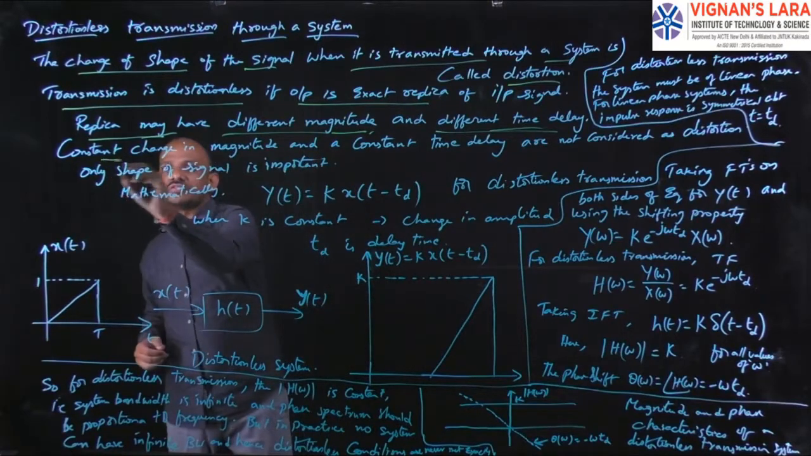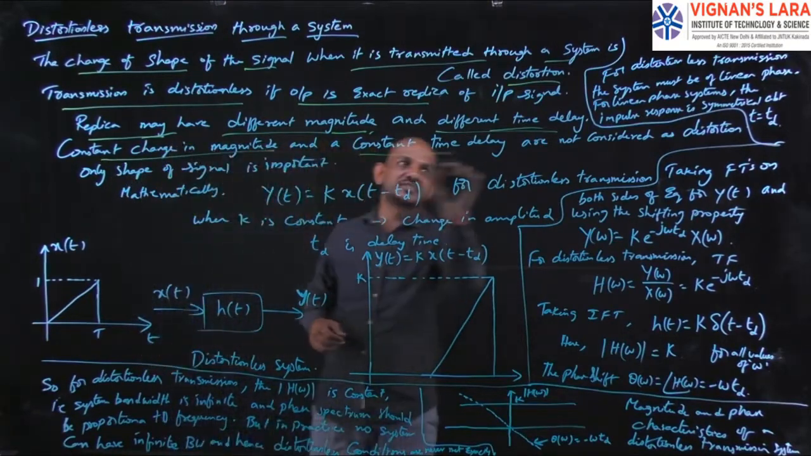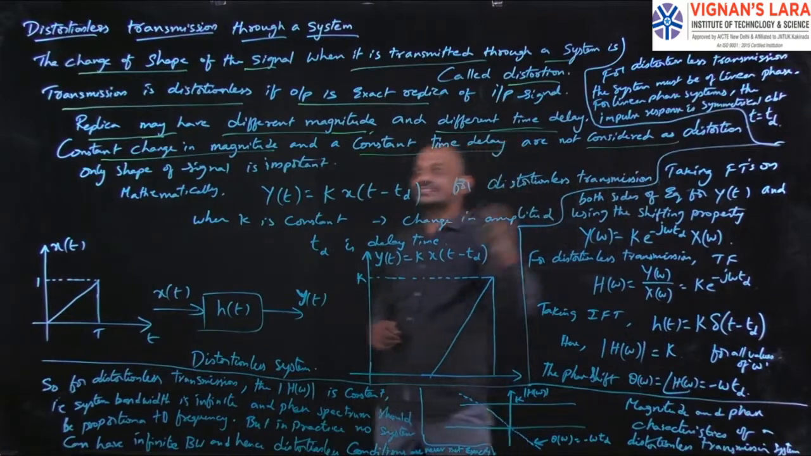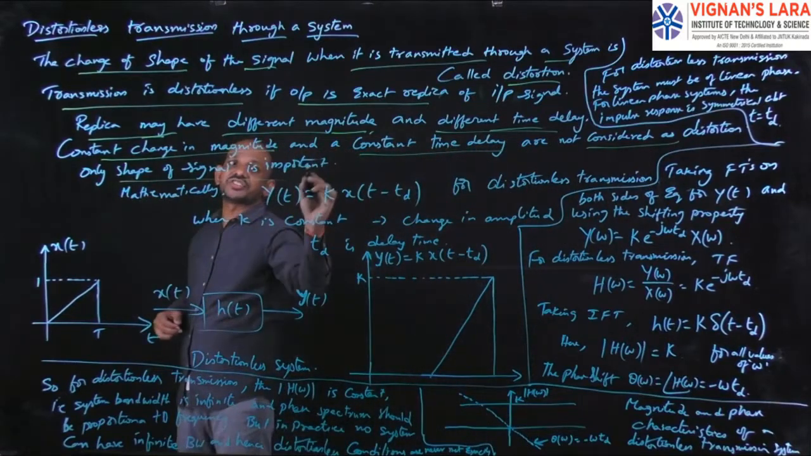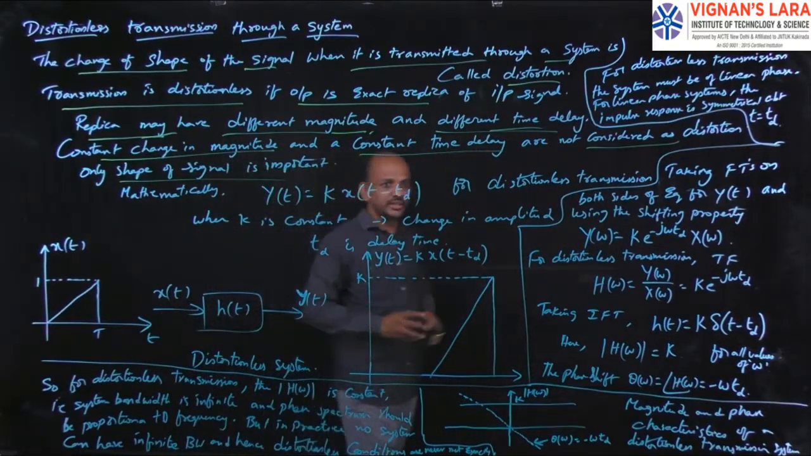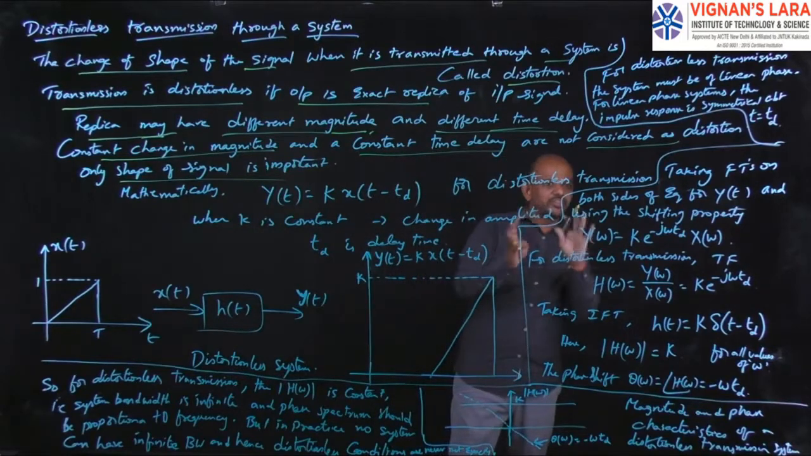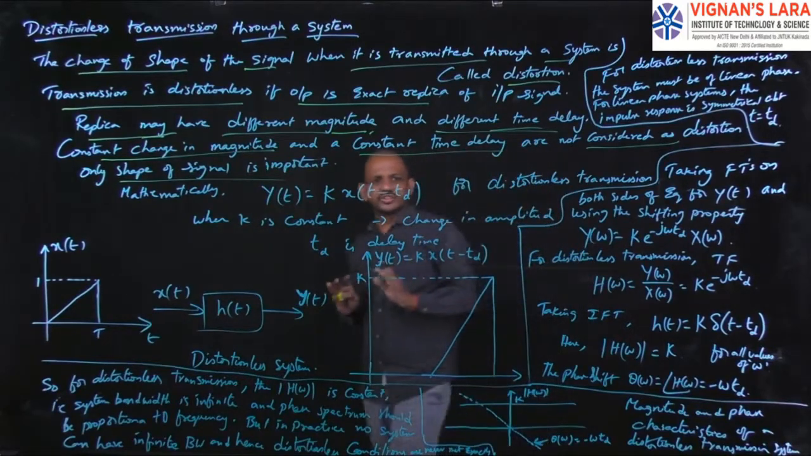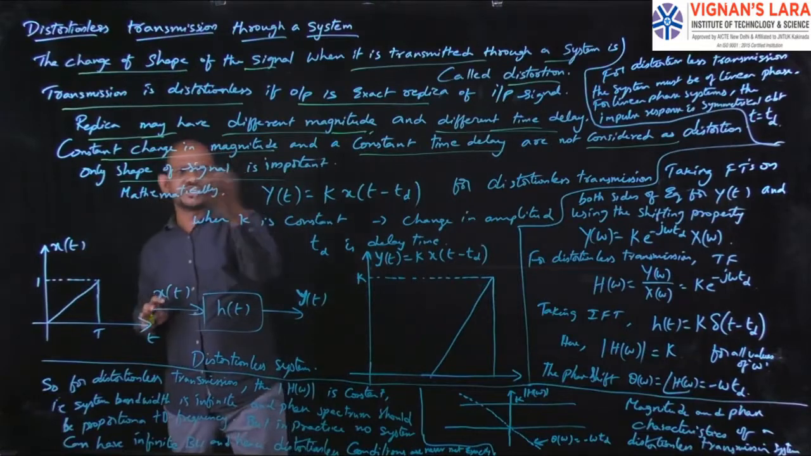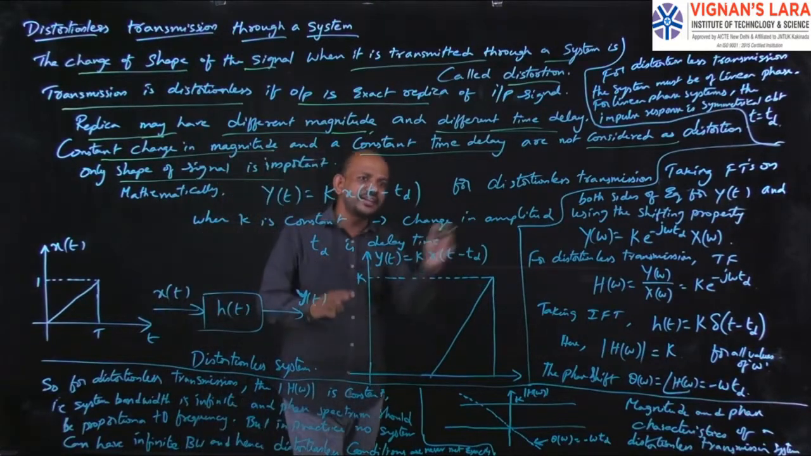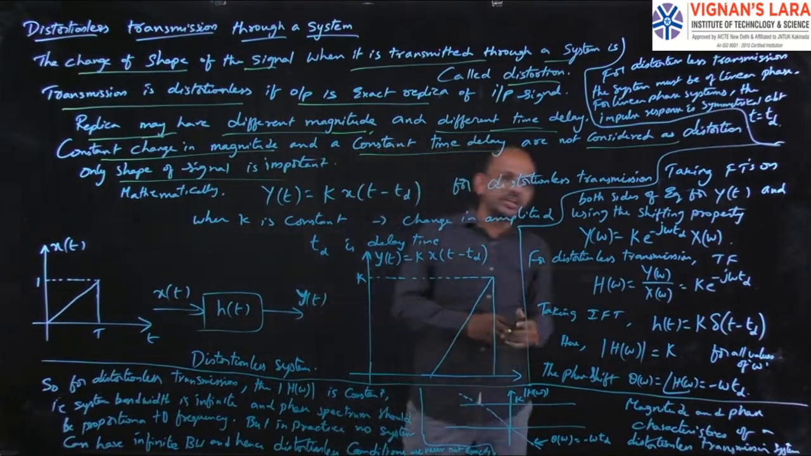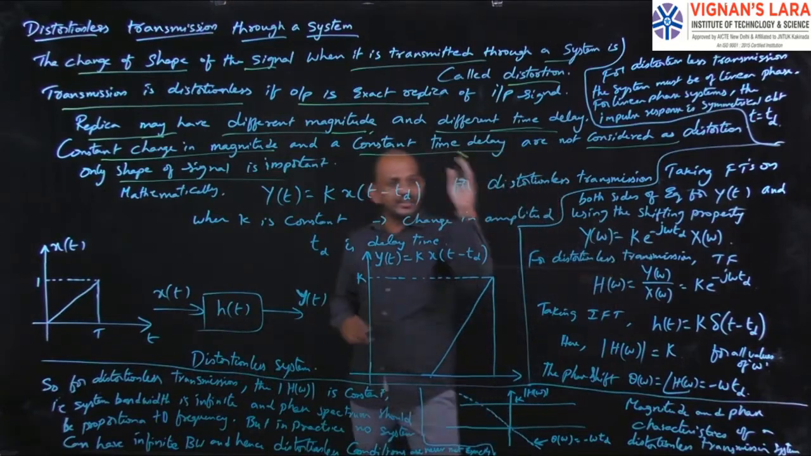Here a constant change in magnitude and a constant time delay are not considered distortion. Only the shape of the signal is important. Only if the shape of the signal changes do we consider that as distortion. If there is a constant change in the magnitude, we won't consider that as distortion. Or if there is a constant time delay also, we won't consider that as distortion.